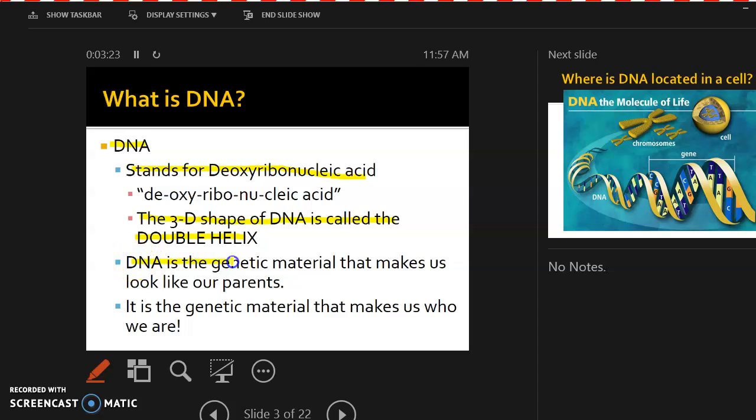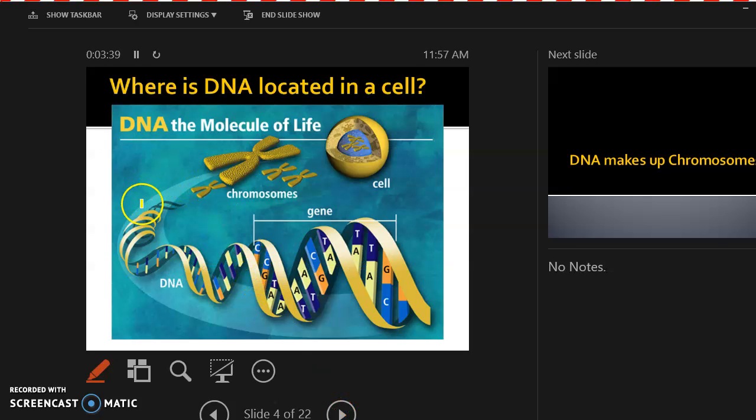And then DNA is the genetic material, okay, that makes us look like our parents. And then it is the genetic material that makes us who we are. So without our DNA, we wouldn't know who we are. Okay, so this is what DNA looks like, and then this is the double helix.